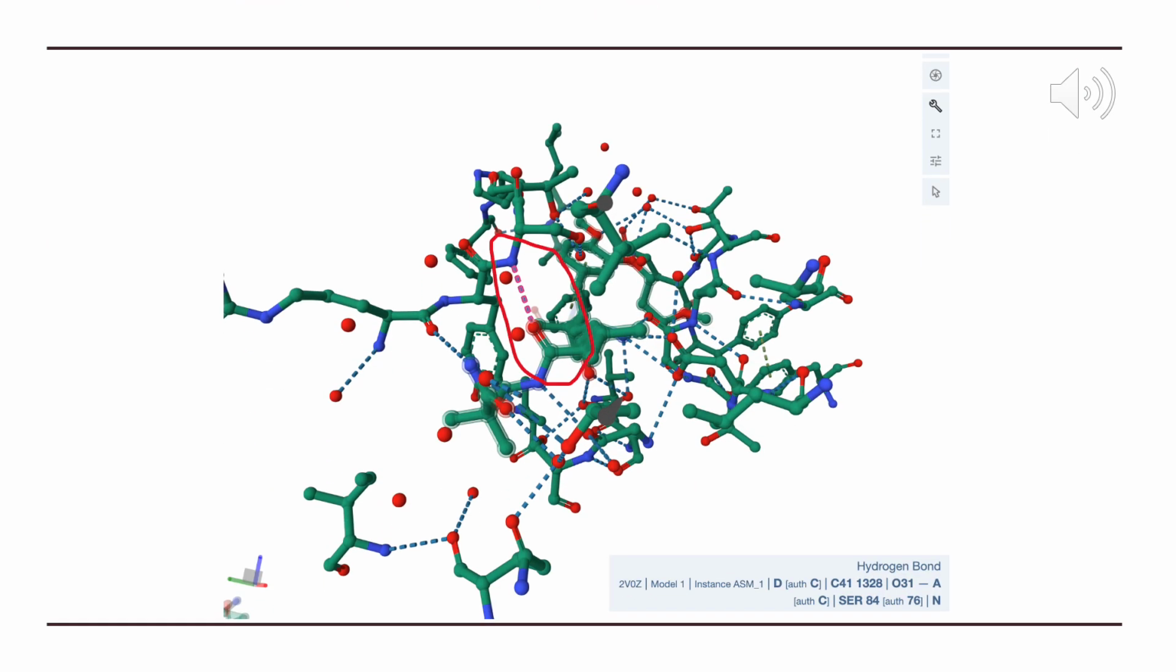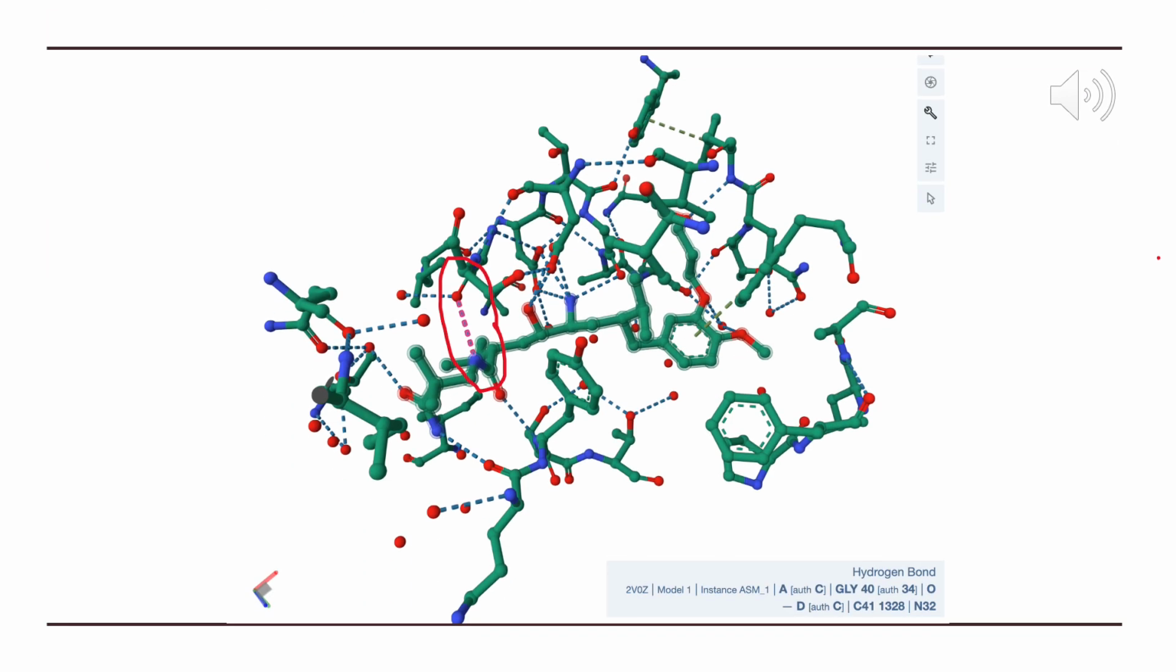Next up is the secondary amide. The oxygen within this functional group participates in hydrogen bonding with the nearby serine residue. The nitrogen atom within the secondary amide also participates in hydrogen bonding, this time with glycine in the residue.